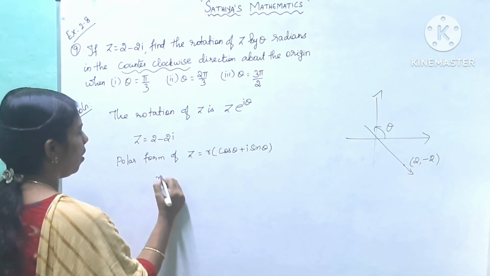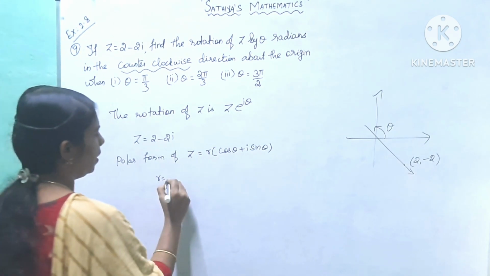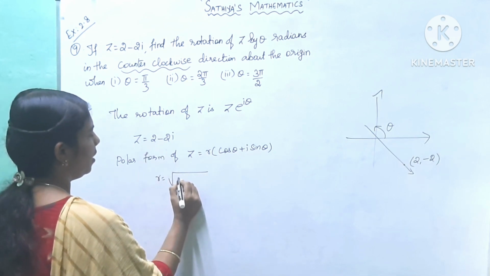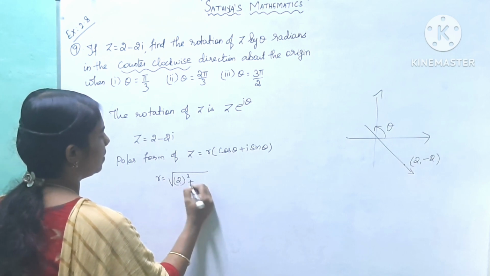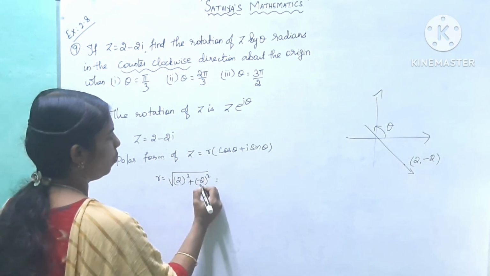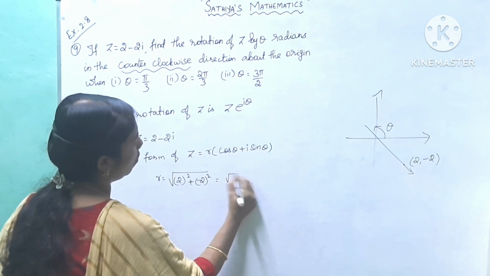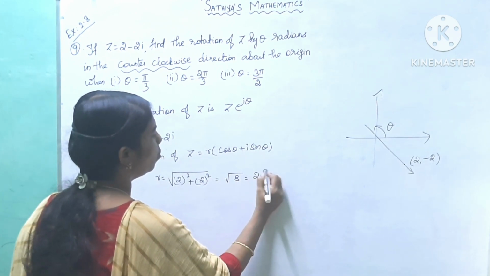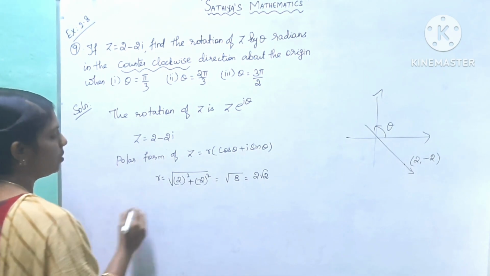So what is r? R is nothing but the modulus. It is the root of real part square plus imaginary part square. Real part is 2, so 2 square, plus imaginary part is minus 2, so minus 2 square. 2 square is 4 and minus 2 square is also 4. 4 plus 4 is 8. Taking the root of 8 gives 2 root 2. So r is 2 root 2.